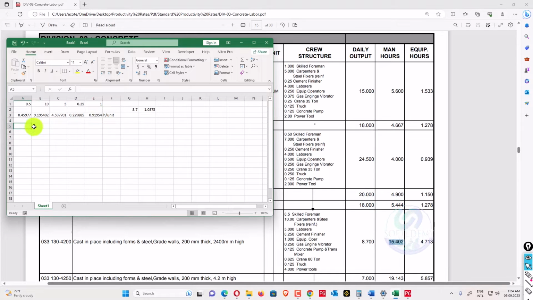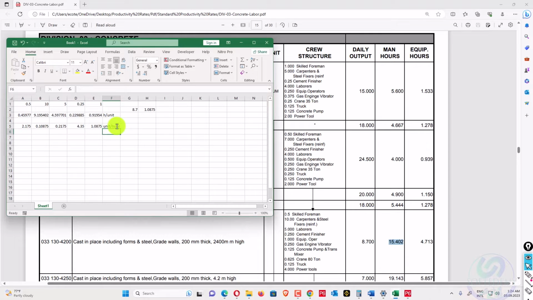We'll also calculate 1.0875 divided by 0.5. This one is just the reverse of the one above. This is 2.175, and this one is completely the productivity rate. That one will be unit per hour.